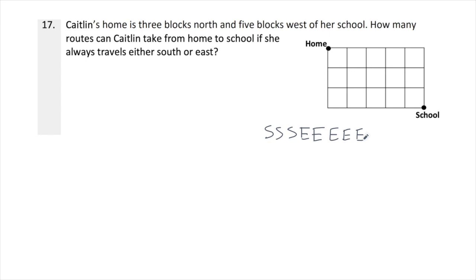We can do that by finding the number of total combinations first, and then removing the repeated combinations. There are 8 things, so the total number of combinations is equal to 8 factorial. Since the S's and E's are identical to each other, we have to divide the total number of combinations by the number of ways the S's and E's can be arranged in order to remove the repeated combinations. 3 S's and 5 E's can be arranged in 3 factorial and 5 factorial ways, respectively, so we have to divide 8 factorial by 3 factorial and 5 factorial. And this would give us 56. So the answer to this problem is 56 routes.